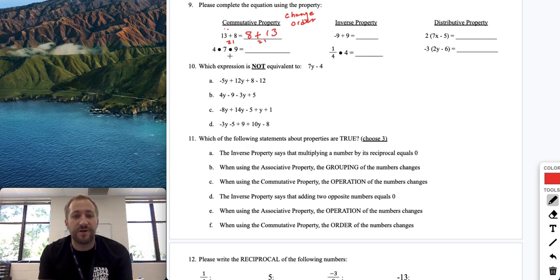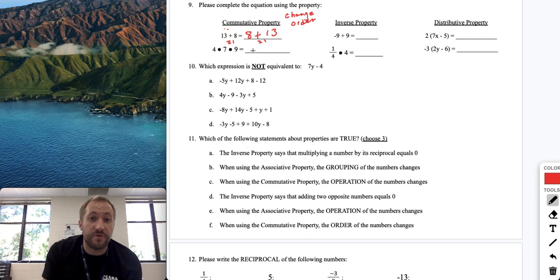Let's look at the next one. 4 times 7 times 9. So the only thing that's changing is the order. So we can put it in 7 times 9 times 4, as long as the order is different. All right. This property tells us that whenever we add numbers or multiply numbers, we can put them in any order and get the same exact answer. Let's look at the next one, the inverse property.